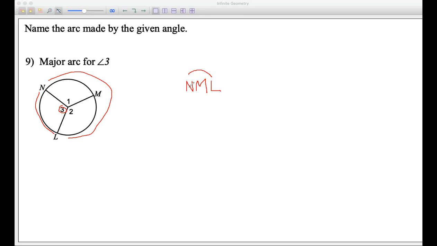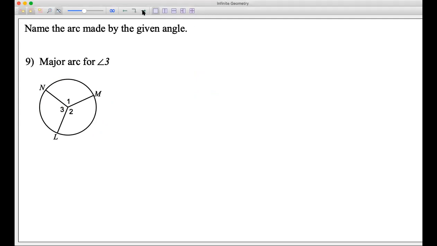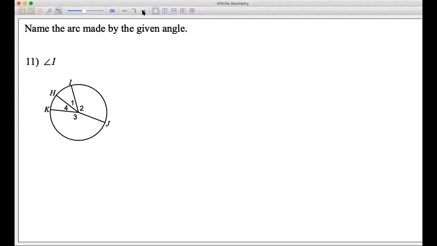The symbol over the top means arc. So this question will be asked two different ways. It'll either say name the major arc or name the minor arc. Oh, this one right here.